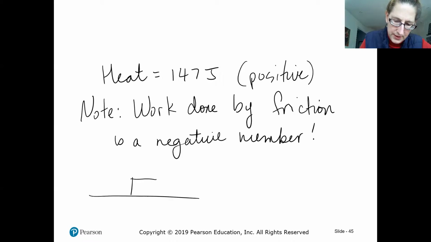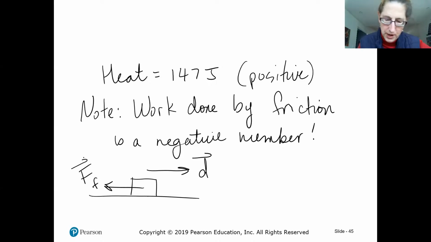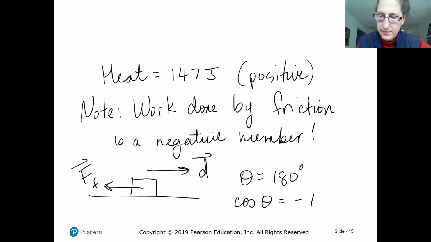Because when something moves this way, the displacement is that way. Force of friction is this way. We don't care about the floor. We're just worried about the box with this force on it. And theta is 180 degrees, and so cos theta is -1. It's trying to slow it down. Remember, anything trying to slow something down does negative work.